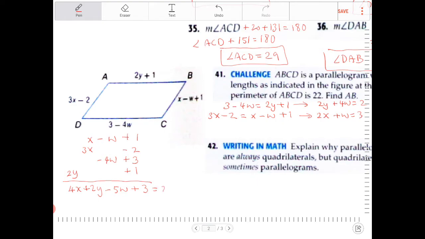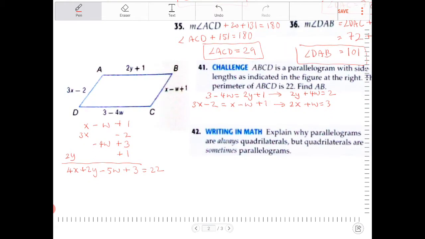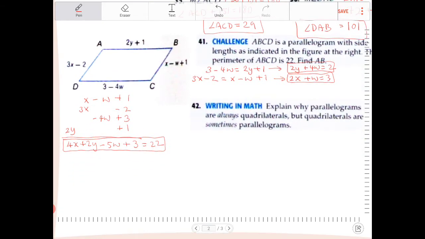All of this should equal 22. So this is my third equation here. Since I have these equations, this is my first and this is my third, what I'm going to do is create a system of equations and solve for x, y, and w.